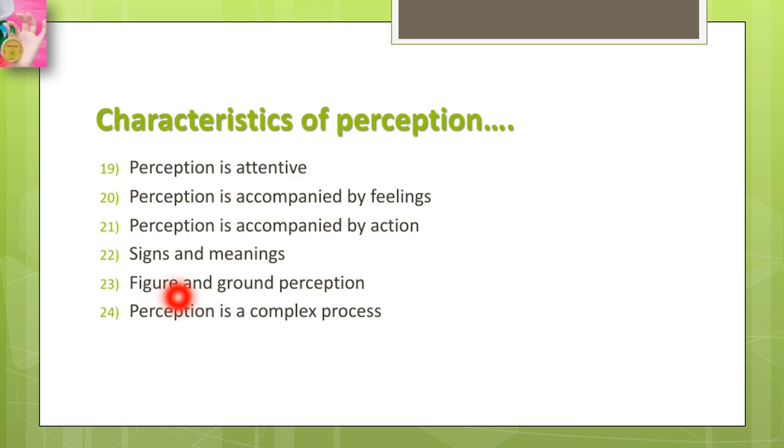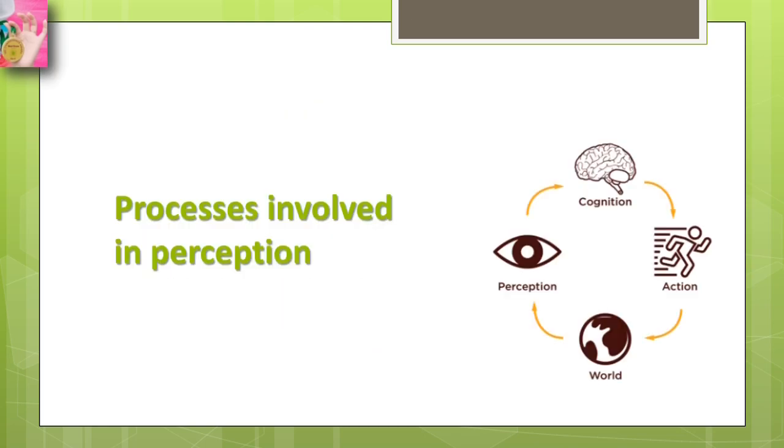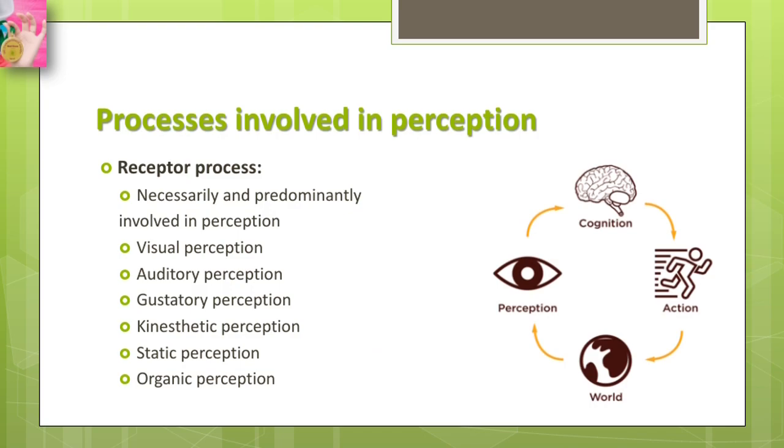Then the next one is perception is a complex process. Now, perception is a very deep and complex process, and it involves many processes. For example, receptor processes, unification processes, symbolic processes, and affective processes, which we will be discussing in this video about how perception involves processes. So the processes which are involved in perception. There is a receptor process in perceiving.